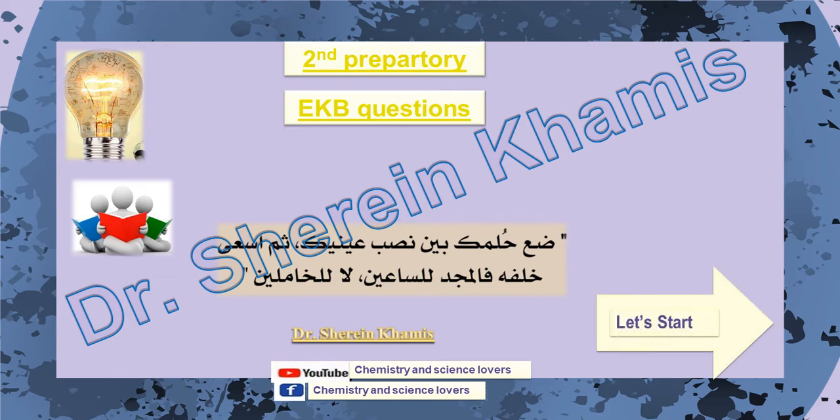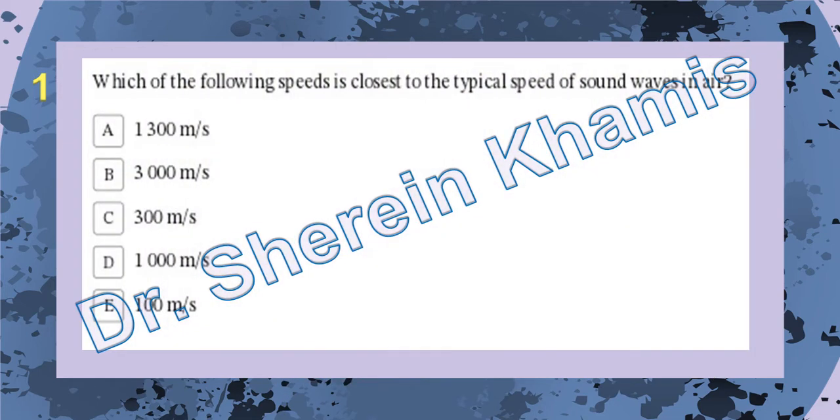Okay, we have different questions today on sound. Let's start with Unit 2 and its items for the April exam. Question number 1 says: which of the following speeds is closest to the typical speed of sound waves in air?